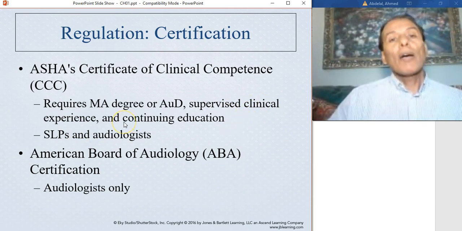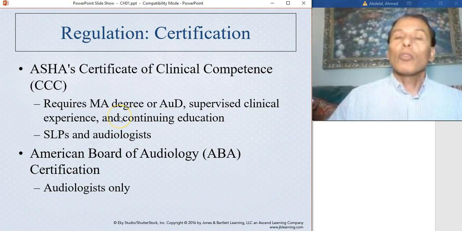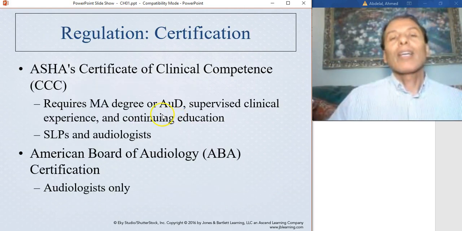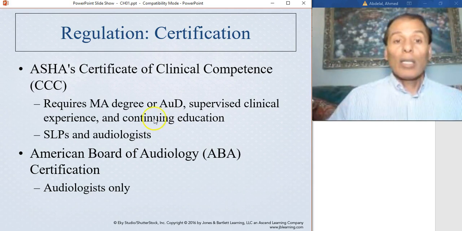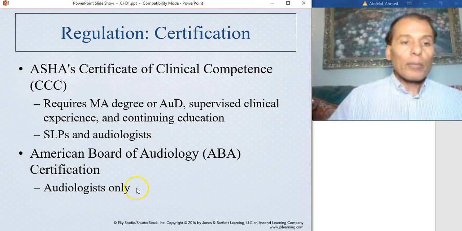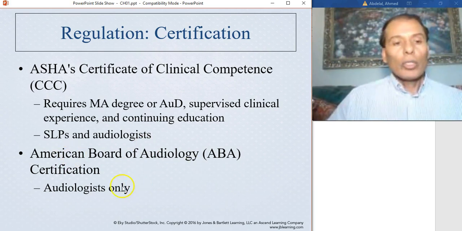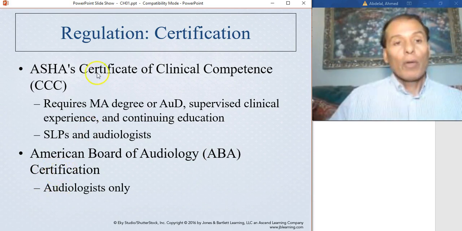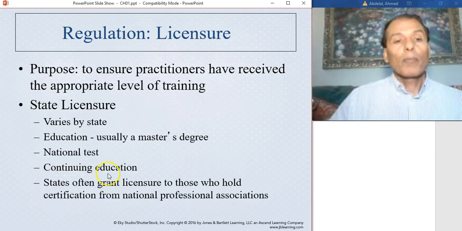And also, after you start to perform on your own and have a job on your own, you have to continue to maintain your licensure by going to conferences and getting graduate credit year by year so you can stay current in your field. And there's also the American Board of Audiology, which is responsible for certification of audiologists.